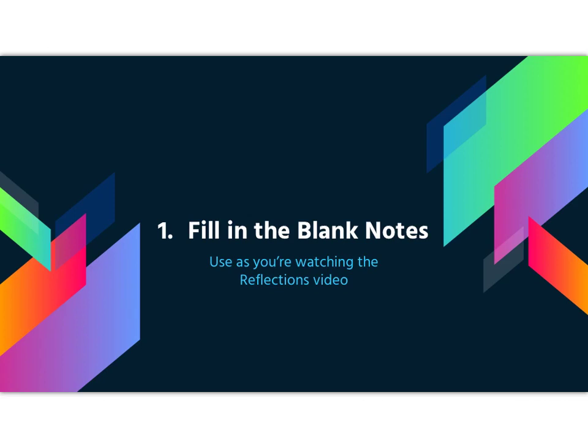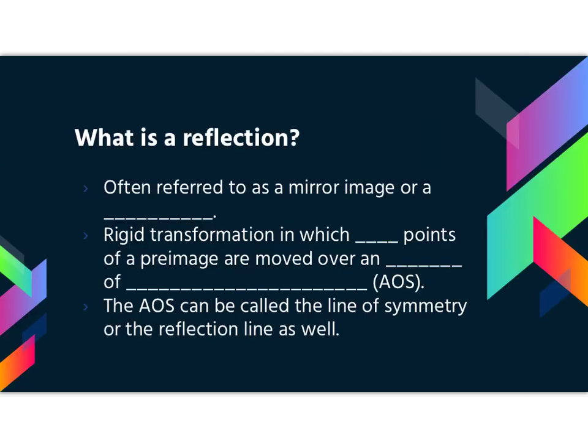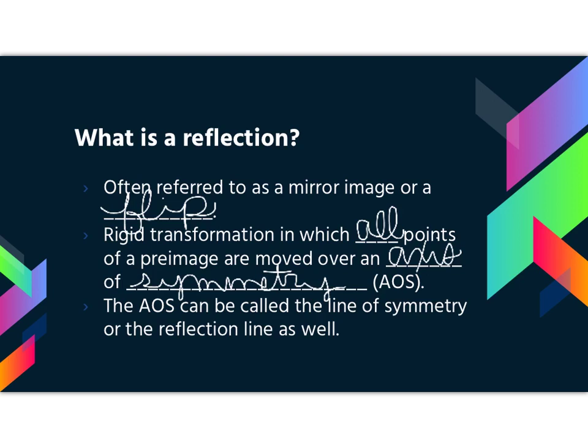In this video, we're going to learn about reflections. Reflections are often referred to as a mirror image or a flip. They are rigid transformations in which all points of a pre-image are moved over an axis of symmetry. Because we talk about an axis of symmetry so much, I abbreviate it AOS.